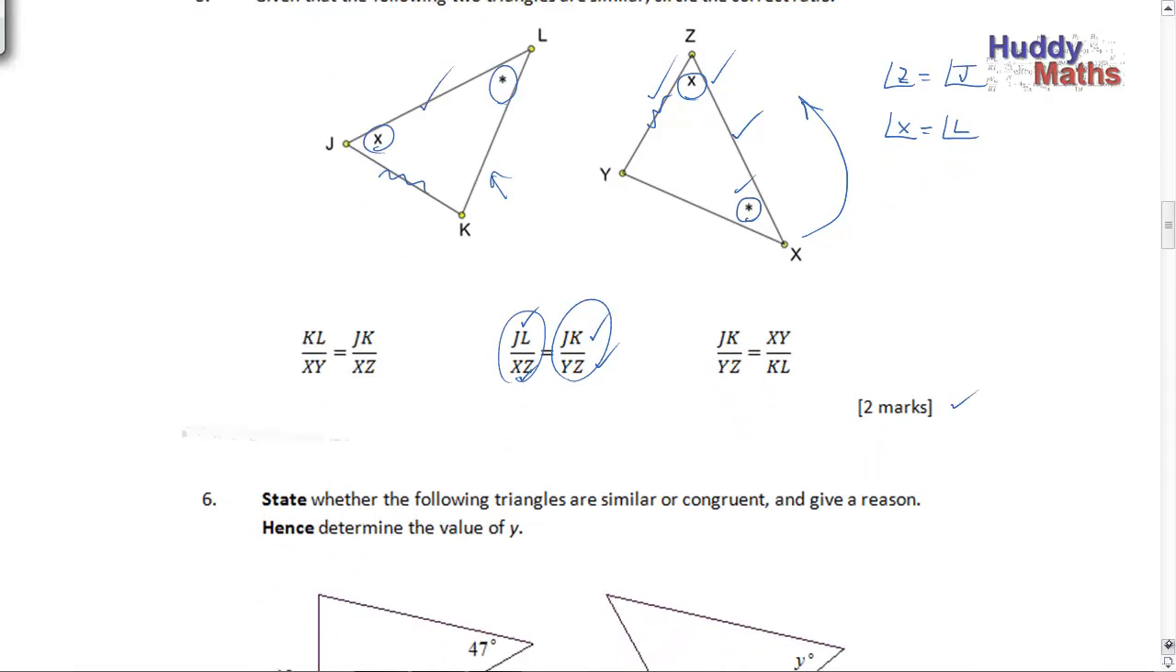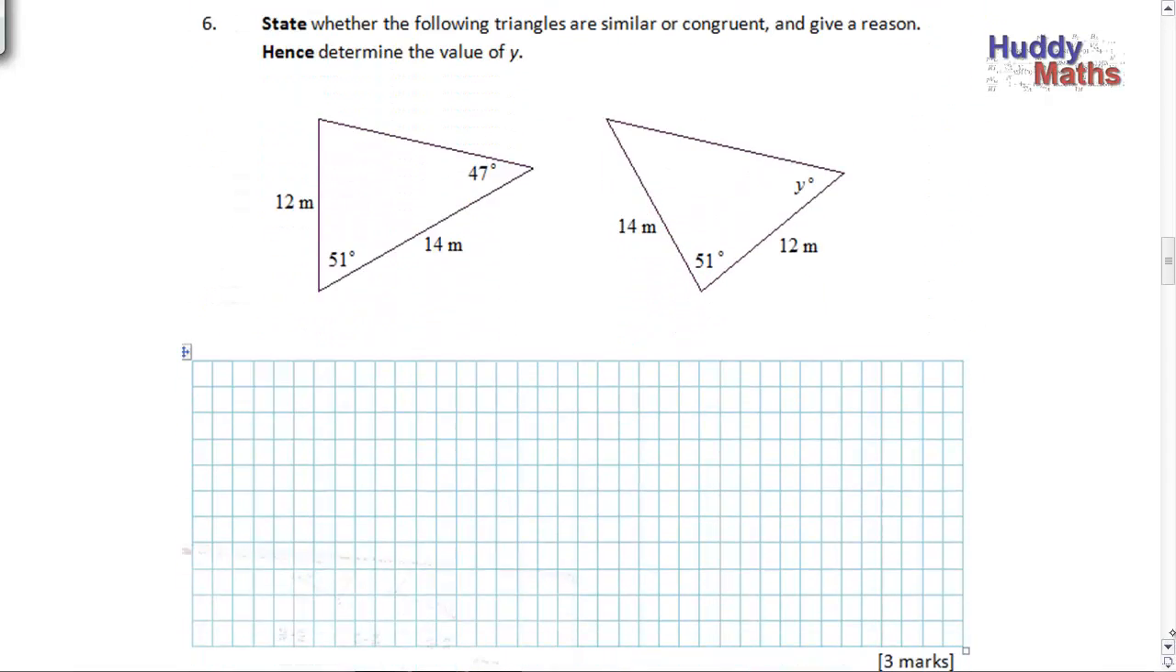Okay, question 6, state whether the following triangles are similar or congruent and give a reason. Okay, so we seem to have a lot of equal sides here. We've got those equal, and yes, the included angle is equal. And all you had to do was state it here with a reason. Triangles are congruent, and give the reason, SAS, and so there's 1 mark for that. Hence determine the value of Y.